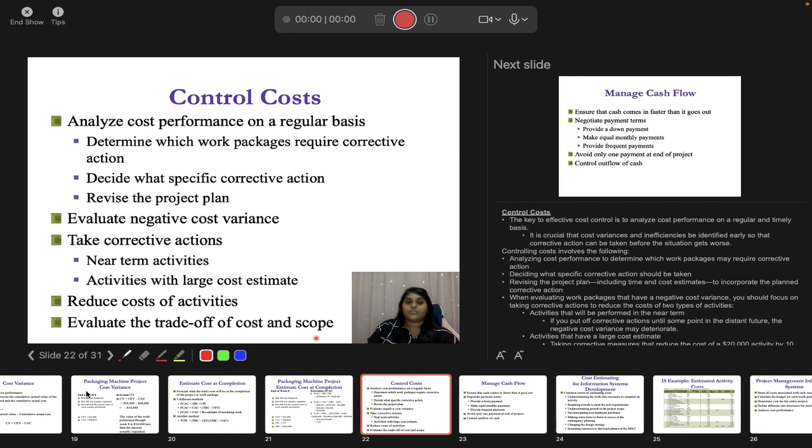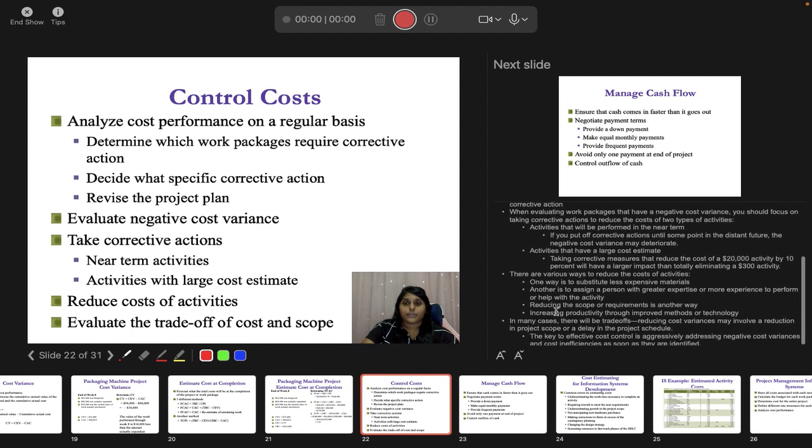And it will evaluate the trade-off between cost and scope. You will figure out how you are going to manage in terms of your cost control, and how you are going to achieve your objective without interrupting any of the key activities in your project, but still you are going to achieve that final output, you are going to complete the final project. So that is what control cost will do.